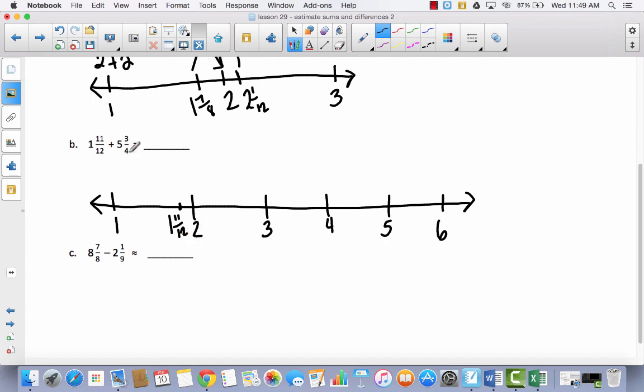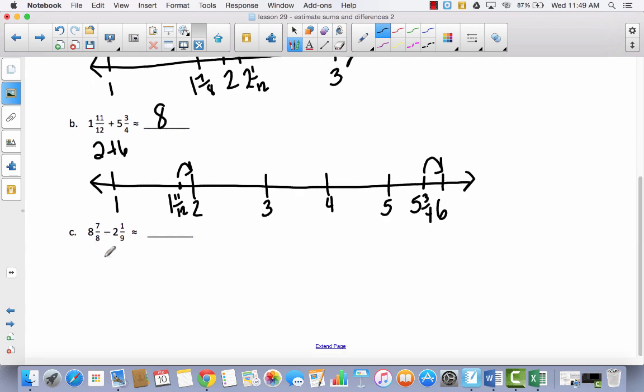All right, so what about 5 and 3/4? Where would it come on this number line? It would come between 5 and 6. And if I divided this into 4 parts, 5 and 3/4 would be down here, because we would have 1/4, 2/4, 3/4. So I've got 5 and 3/4. So 1 and 11/12 is about 2, and 5 and 3/4 is about 6. So I've got 2 plus 6, which is 8. All right, let's try one more.